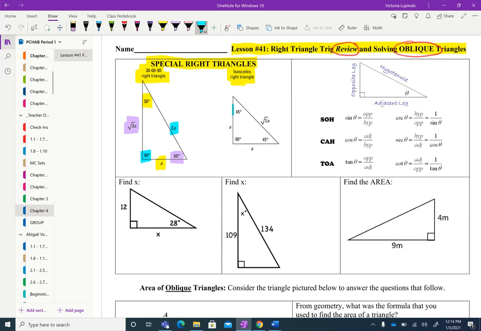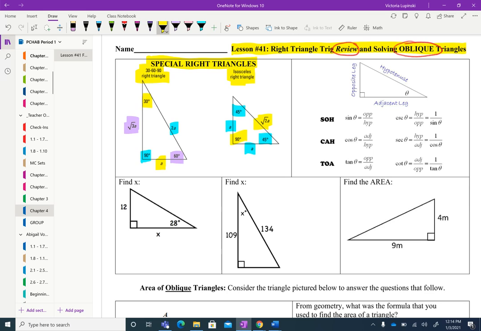When it comes to the 45, 45, 90, across from each of the 45s is going to be the smaller side length of A. And then across from the 90 is always going to be the hypotenuse, the longest side, which would be A times the square root of 2.